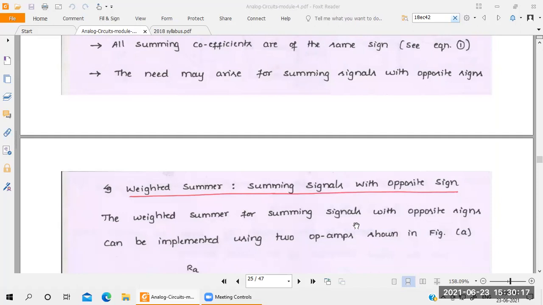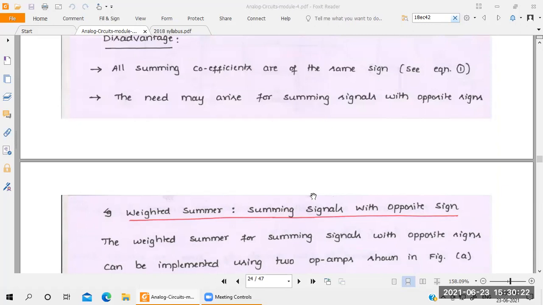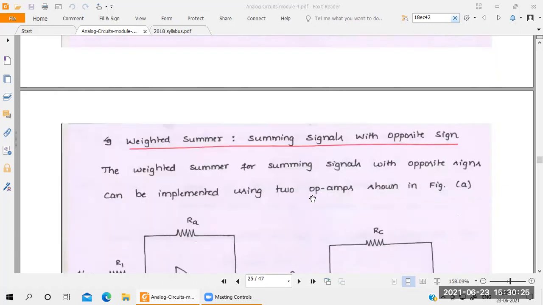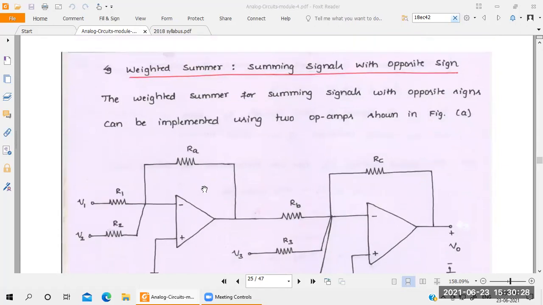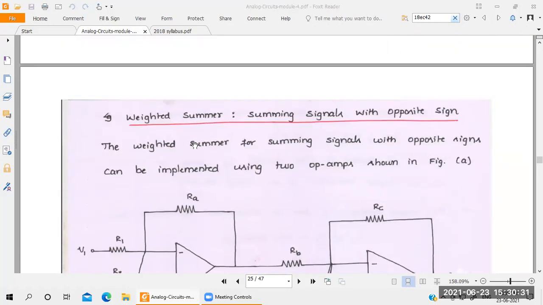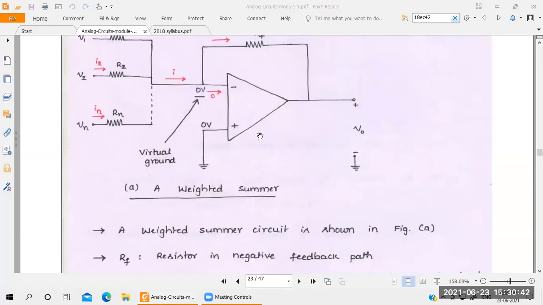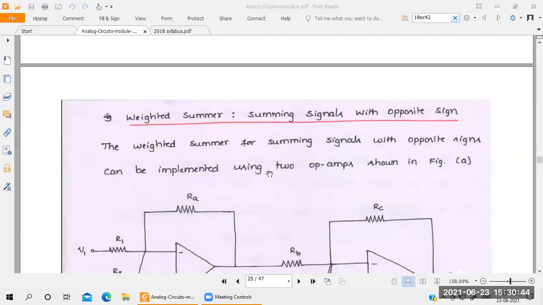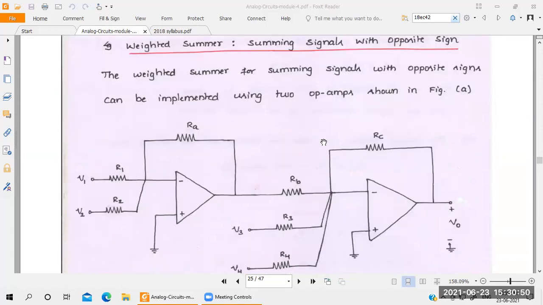Suppose you take a weighted summer for summing with the opposite sign, then you take one more op amp. A weighted summer for summing signals with opposite sign means you take two op amps. Earlier they had taken a single op amp, right? This is a single op amp, but next, for the opposite sign, you now take two op amps. This is the first op amp, this one is the second op amp.